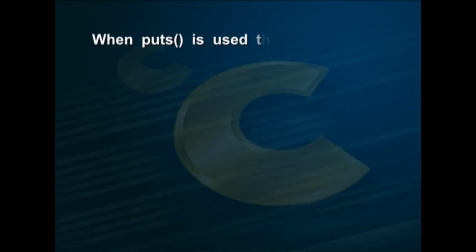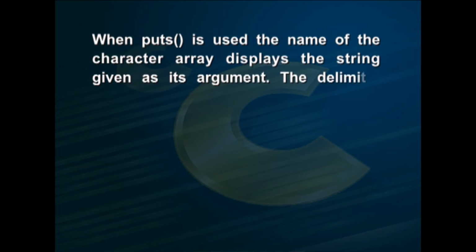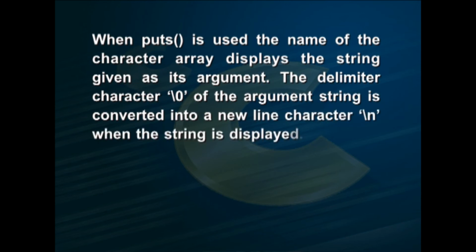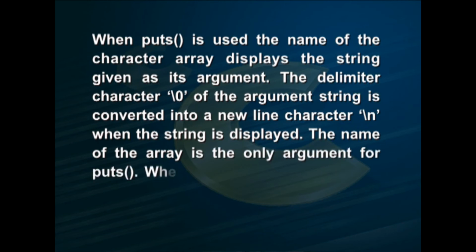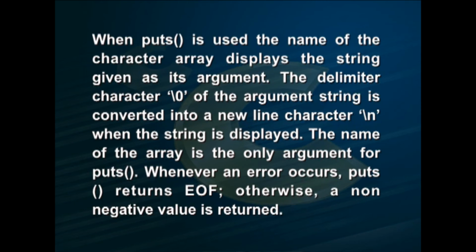When puts is used, the name of the character array, given as its argument, displays the string. The delimiter character \0 of the argument string is converted into a new line character \n when the string is displayed. The name of the array is the only argument for puts. Whenever an error occurs, puts returns end of file, otherwise a non-negative value is returned.